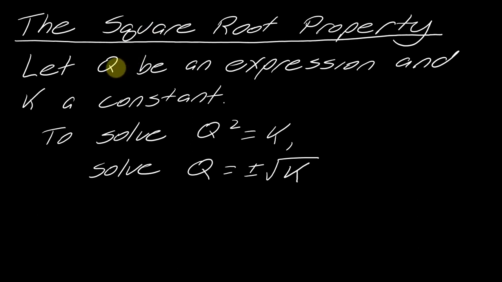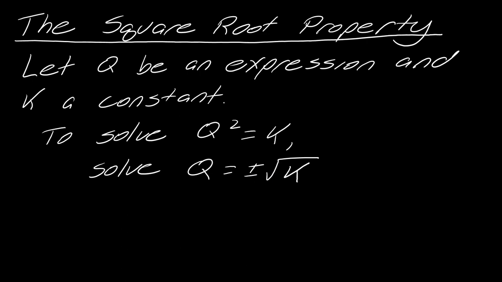So we're going to let q be some expression and k is a constant. So if I wanted to solve q squared equals k, then what I would do is I would take the square root of k, but here's the key. I would take plus or minus that square root. So this is kind of the thing with the square root property.